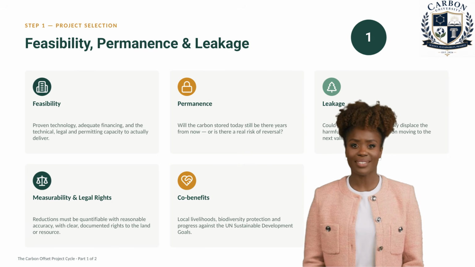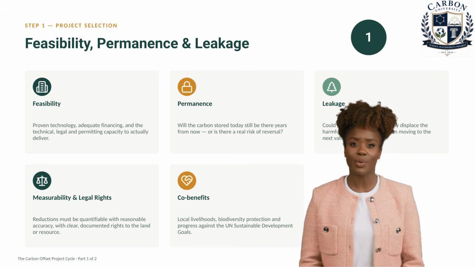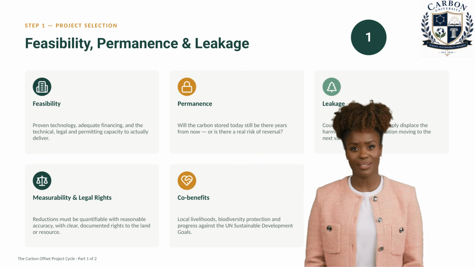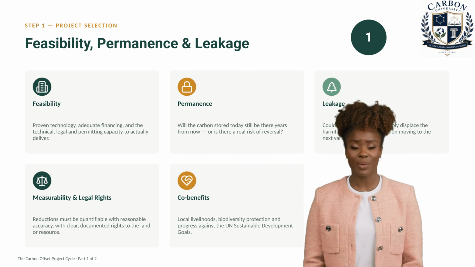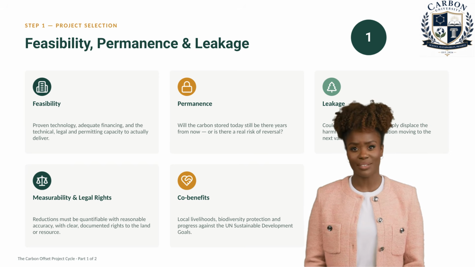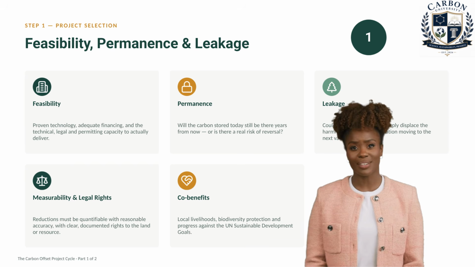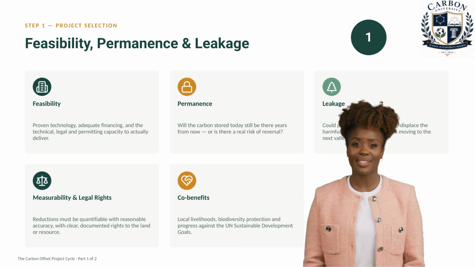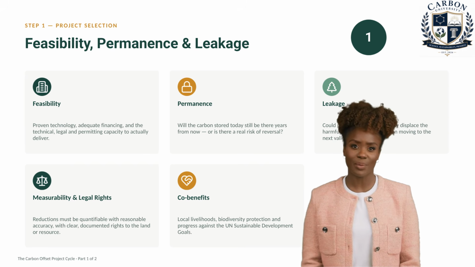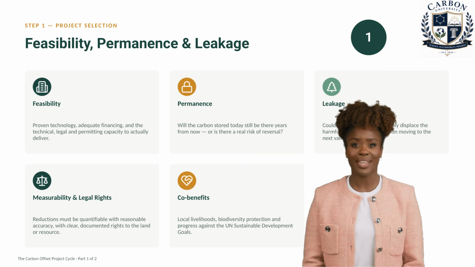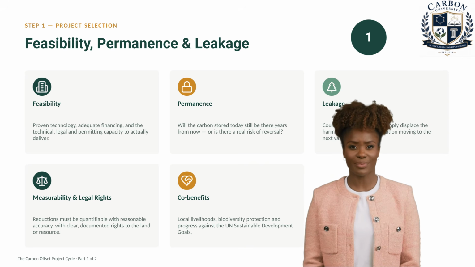Beyond additionality, several other criteria shape whether a project is a good candidate for generative carbon offsets. Feasibility asks whether there's sufficient technical, financial, and legal capacity to actually deliver. Permanence is critical for nature-based projects. Leakage is the risk that protecting one area simply displaces the harmful activity elsewhere. Measurability and legal rights matter too. And increasingly, buyers scrutinize co-benefits, local livelihoods, biodiversity, and the UN Sustainable Development Goals. Getting these criteria right at the outset shapes everything that follows.